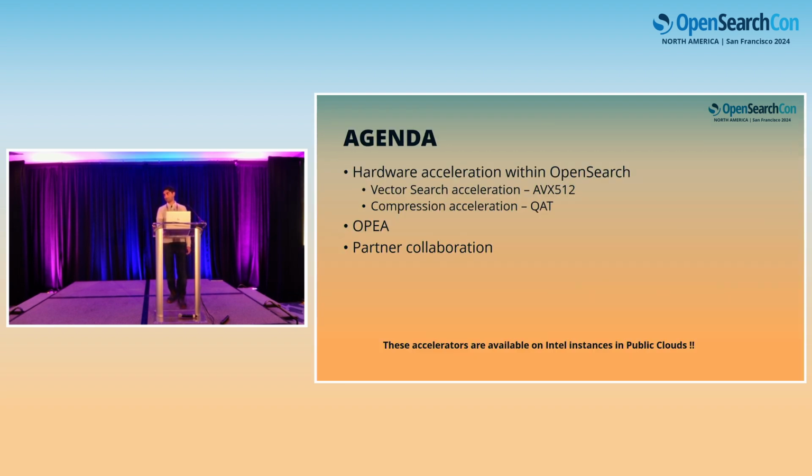The things that I will cover in today's talk would be around hardware acceleration with OpenSearch. I will touch upon two specific use cases. One is for vector search using AVX512. The other one would be around compression, which uses another accelerator called QAT. I will also touch upon a partnership through another foundation called OPIA. And then finally, we'll also go over the collaboration with Canonical.